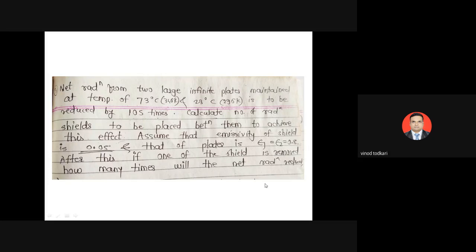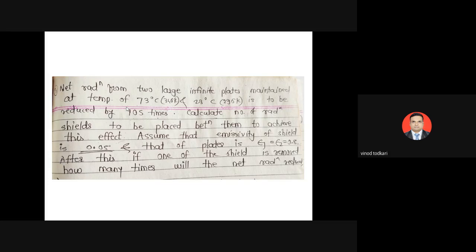Then what is given in the next part? If one of the shields is removed. So in this case, if 4 shields are there and one is removed, there will be 3 shields. So what he is saying is, if 3 shields are there, how much is the net reduction in the heat transfer rate? Anyway, we'll work out the first part. We have to work out the number of shields required so that the heat exchange will get reduced by 105 times. Initially tell me, is the question clear to you? Because we have not worked out this kind of question, that how many shields should be there.